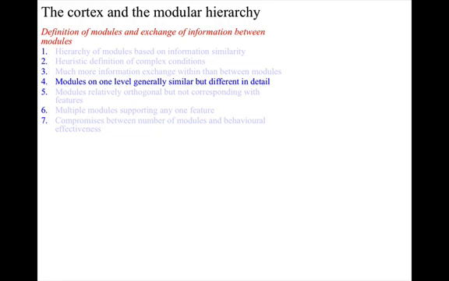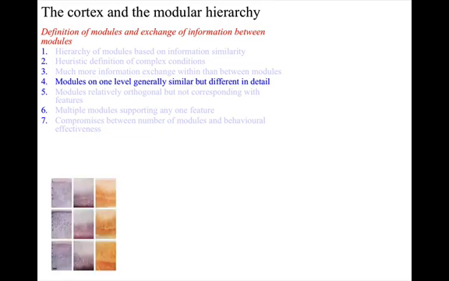The next prediction is that modules on one level in the hierarchy will tend to be generally similar, but when you look closer, you can expect to see some differences in detail. And remember, this prediction derives from the need to construct all the modules without making too many mistakes, but ending up with modules that are specialized in different types of information processes. And if you look at different cortical areas, you can see a general similarity, an organization into about 6 layers, and the types of neurons are the same. But looking closer, you can see some detailed differences in the layering between different areas.